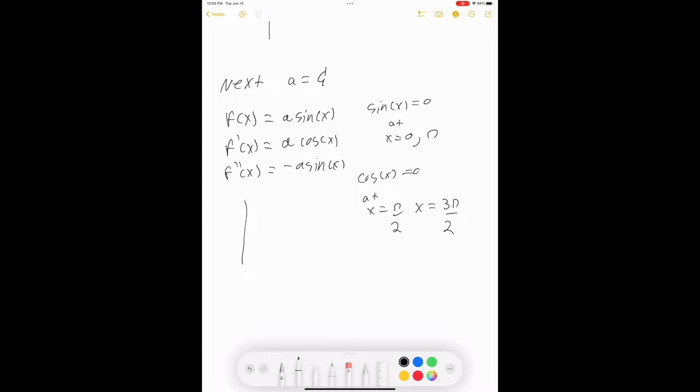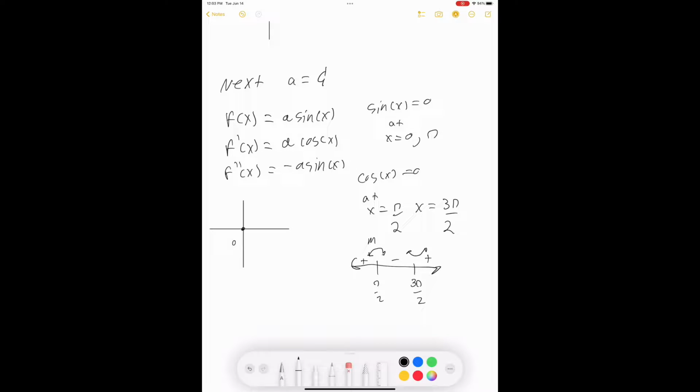Looking at the second derivative of the function, that will be when our inflection points are, right? Because if sine is 0 at 0 and pi, we are going to have inflection points there as well. So if we plug in numbers around our critical points, we're going to get a maximum at pi over 2 and a minimum at 3 pi over 2.